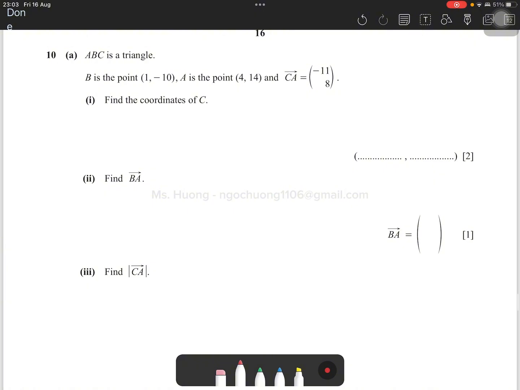Question 10. ABC is a triangle. B is the point 1, negative 10. A is the point 4, 14. And the vector CA is negative 11, 8. 1. Find the coordinates of C.